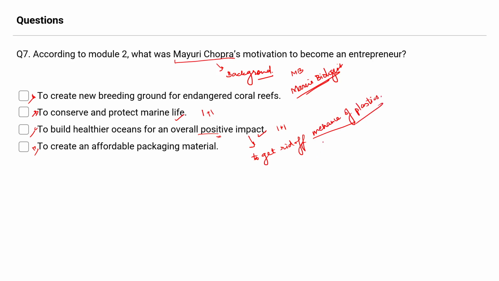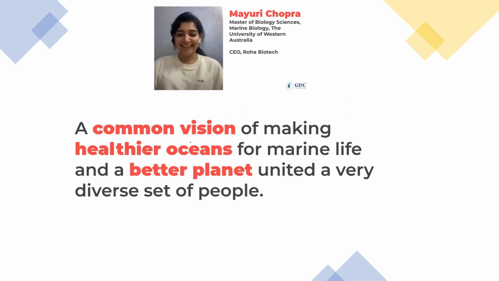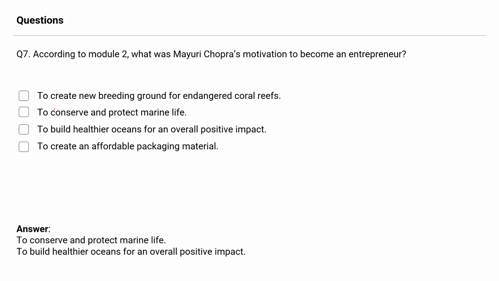Correct. So questions can be asked in all these different ways. I'm just highlighting so that you are aware and you can recall it. Their idea was to address this key issue for which they created a material, right? Common vision of making healthier oceans for marine life and a better planet. This is what we are talking about. Master of Biology Sciences, Marine Biology. She is there. The correct answer is to conserve and protect the marine life and to build healthier oceans for overall positive impact. So well done. You guys have actually gone through the content intensely. Well done.